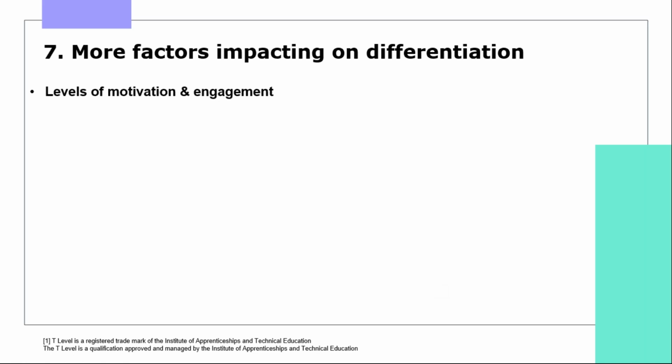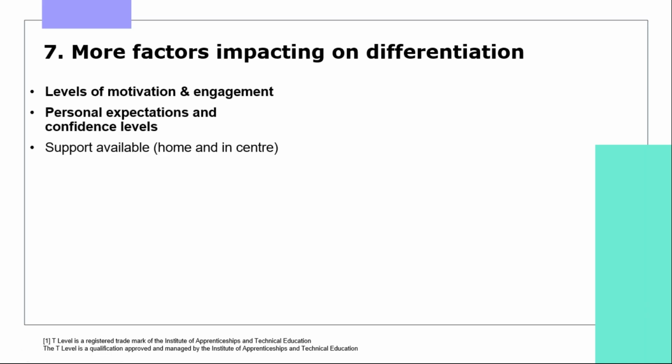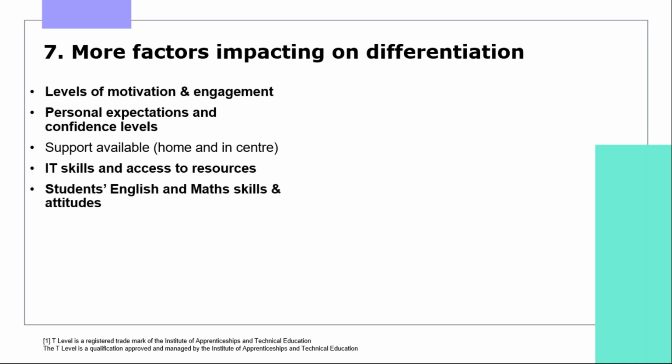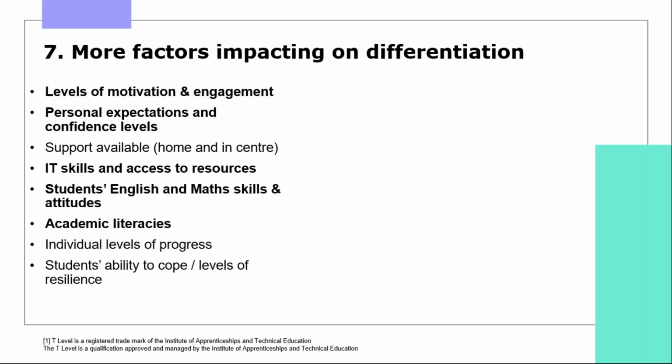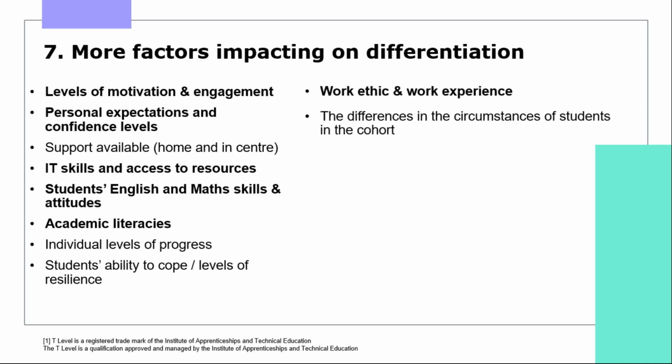So now we'll talk about the Education and Childcare T Level and what might impact on a teacher's practice. So student levels of motivation and engagement, their expectations and confidence levels, what support's available, home and in school or college. We've already mentioned IT skills, the English and maths skills and attitudes, and levels of progress as well, and their ability to cope and the levels of resilience, the work ethics, work experiences, the circumstances within the cohort, for example, relationships within the student group, who works best with who, etc., all impact on differentiation strategies.